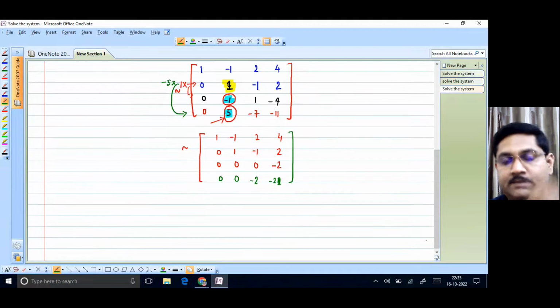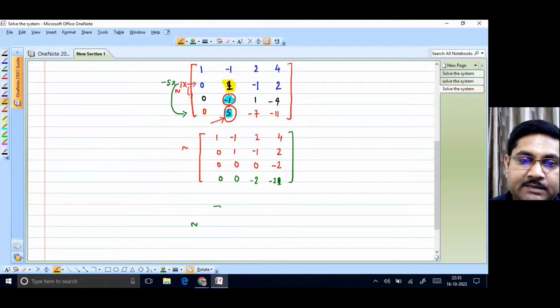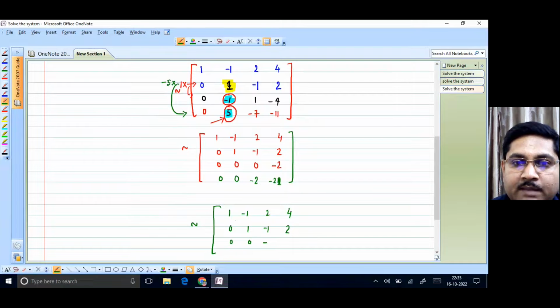I simply interchange the last two rows. So I will get 1, minus 1, 2, 4, 0, 1, minus 1, 2, and 0, 0, minus 2, minus 21, and 0, 0, 0, minus 2.